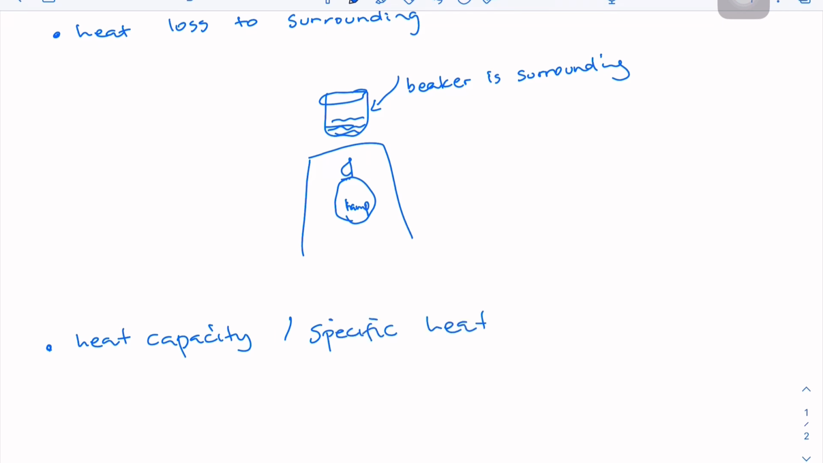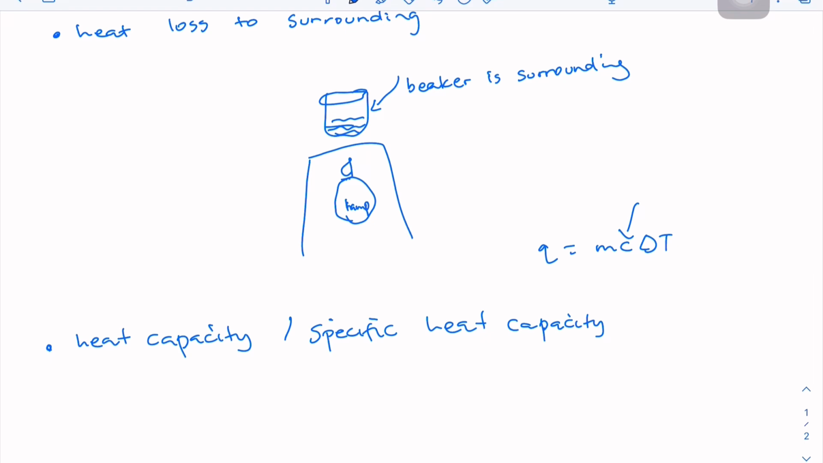Specific heat capacity is what you're used to. It's the C in Q equal mc delta T. So this is specific heat capacity. It tells you how much energy you need to raise 1 gram of substance by 1 degree Celsius or 1 Kelvin. Okay, that's specific heat capacity.